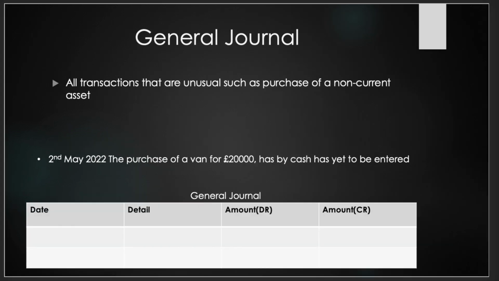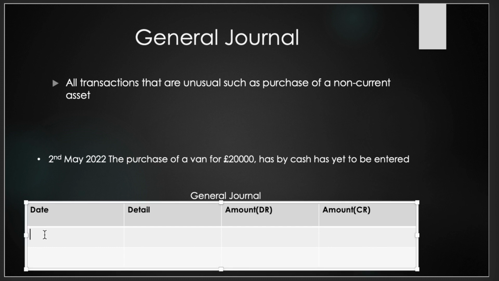The general journal. All transactions that are unusual, such as purchase of a non-current asset, are stored within the general journal. For example, on the 2nd of May 2022, the purchase of a van for £20,000 by cash has yet to be entered. So for the date, we put the 2nd of May 2022. For detail, we put van. For the amount, we put it on the DR side, meaning debit.